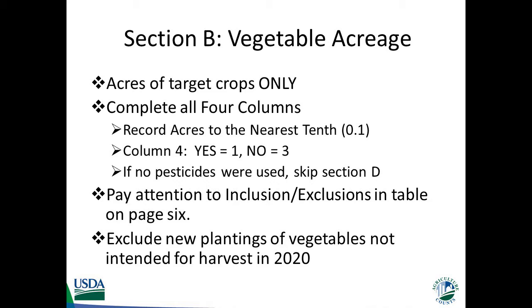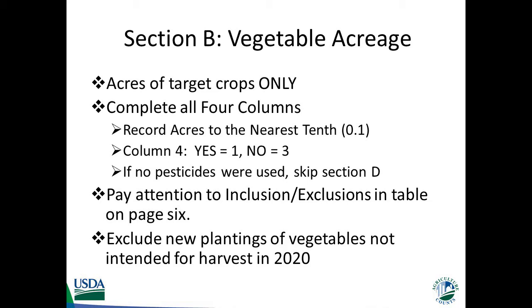As a change from previous years, if the operator did not apply any chemical herbicides, insecticides, or fungicides to a particular crop, you are to enter a 3 into the appropriate cell. In past years, the choices for those cells were 1 for yes and blank or dash for no. Also, be sure to pay attention to the include-exclude statements on the right-hand side of page 6.